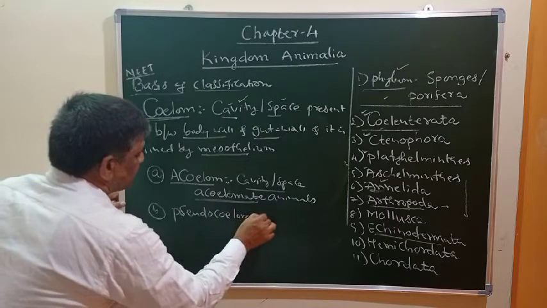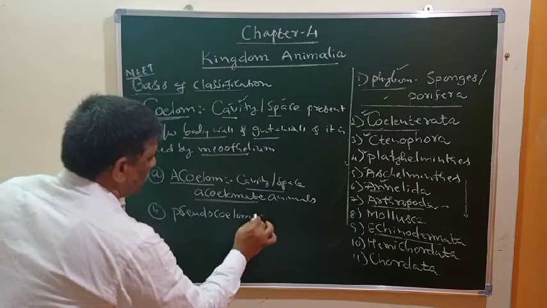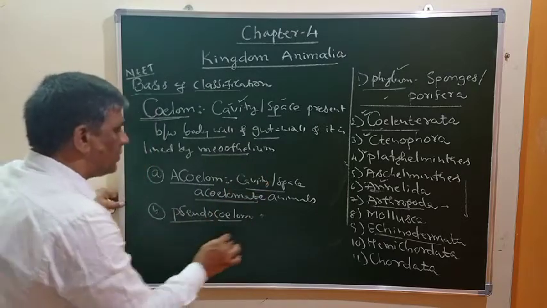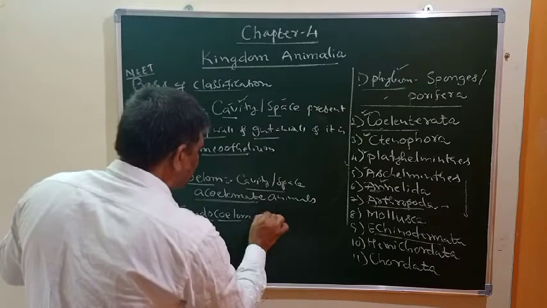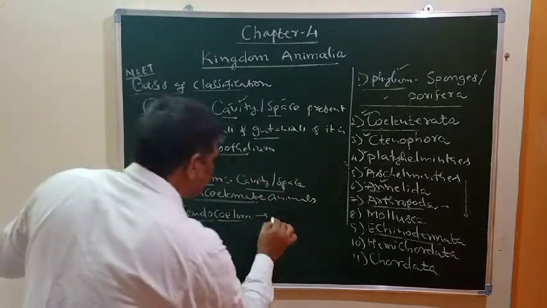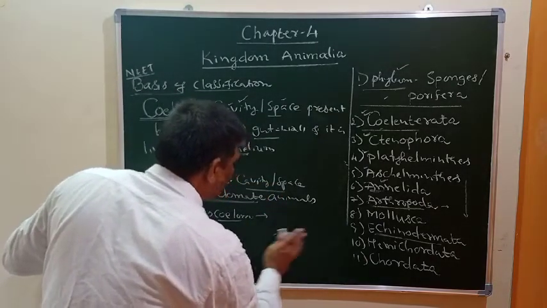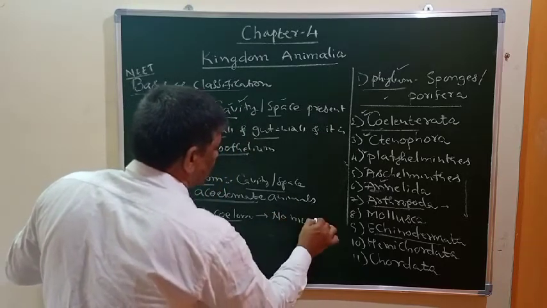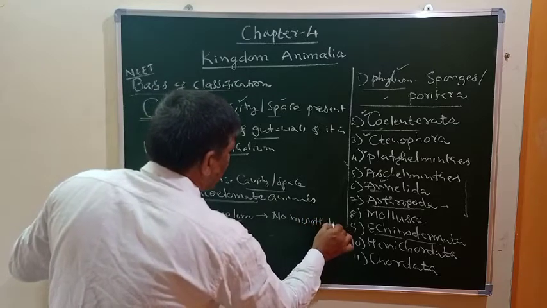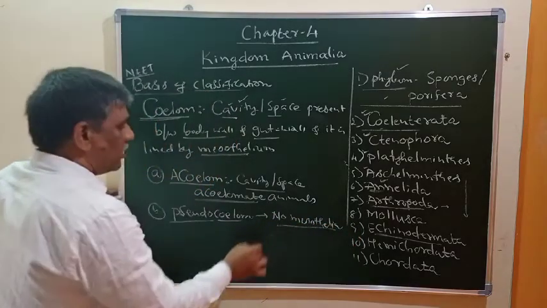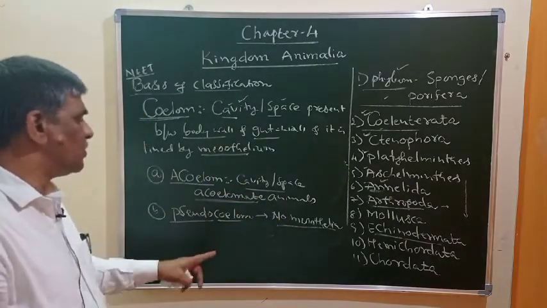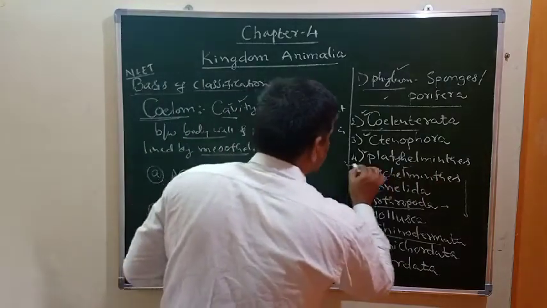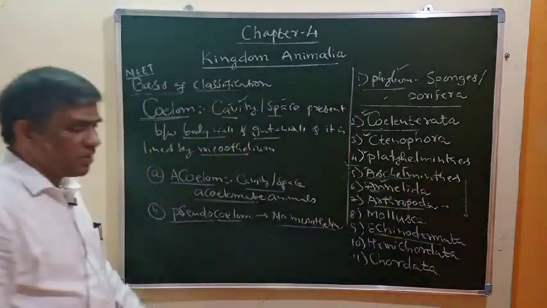pseudocoelomates. Pseudocoelom. Okay, just I am taking pseudocoelom. Here you can understand the two important terms. Pseudo means false. Here cavity is present, space is present. Okay, space is present, but it is not lined, not covered by epithelial cells. No mesothelium is present here. This is very, very important. No mesothelium is present here, but space is present, and such a coelom is called a pseudocoelom. Okay, this you can find in the case of Aschelminthes. This is the only phylum where this pseudocoelom is present.